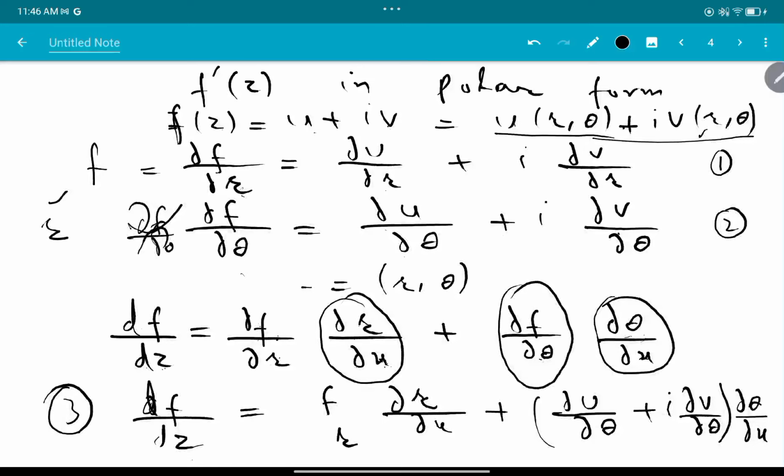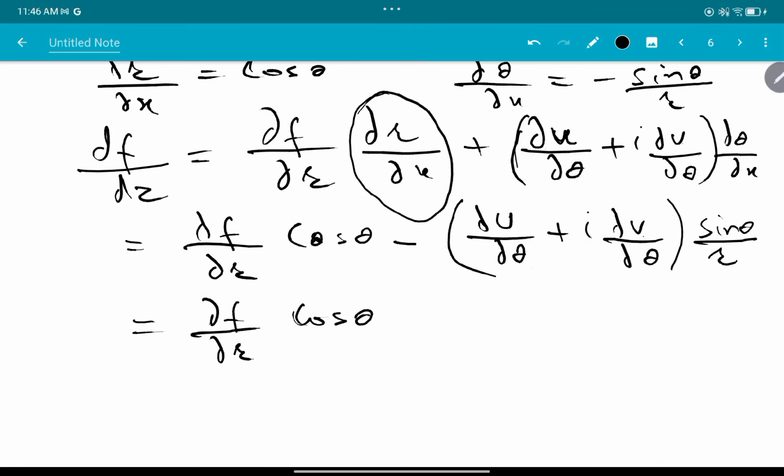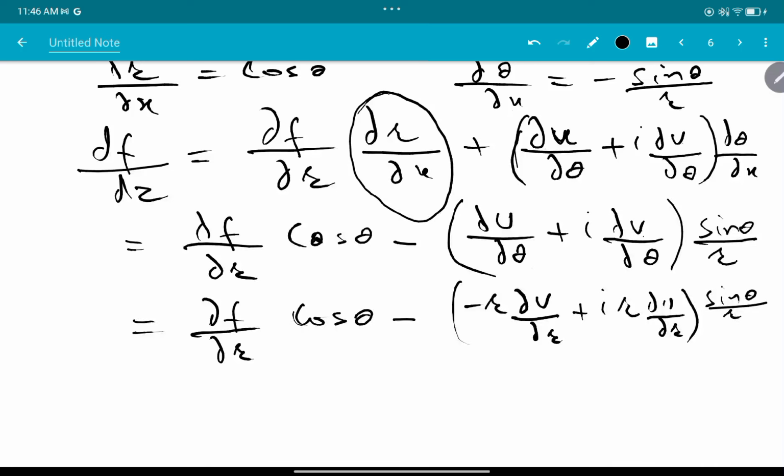Let us go back to this, and this will solve our problem, because otherwise we are landing back into del f by del theta. Now del u by del theta, according to CR equations, del u by del theta is minus r del v by del r, plus i del v by del theta is equal to r del u by del r into sine theta by r. Thank God. That is what we actually needed.